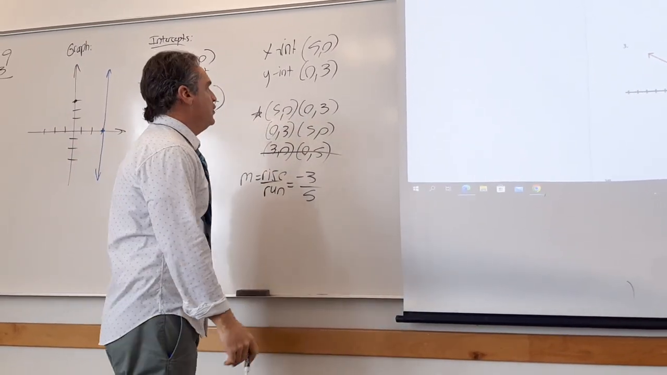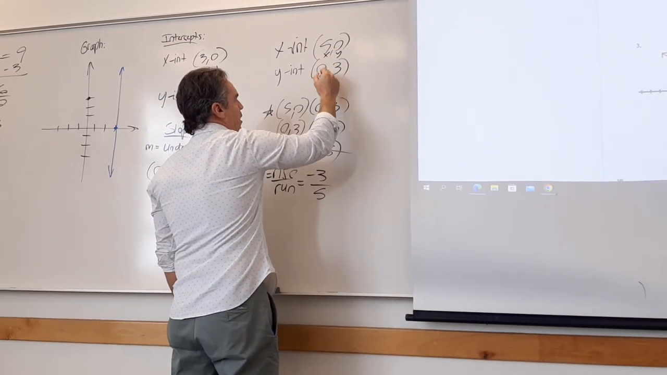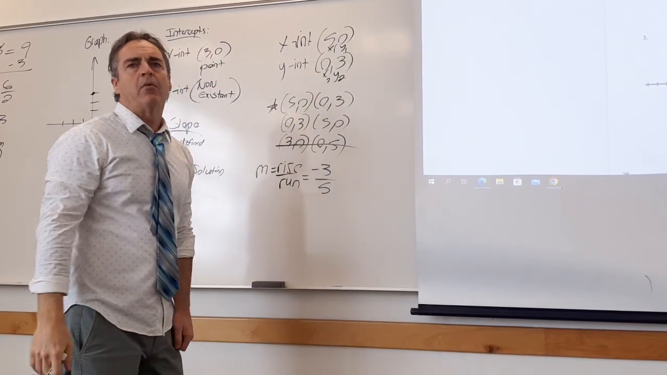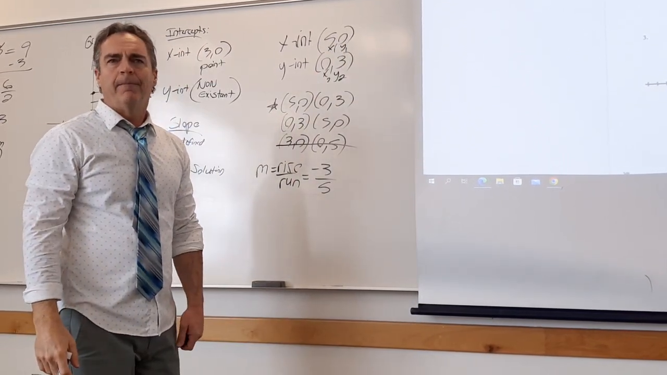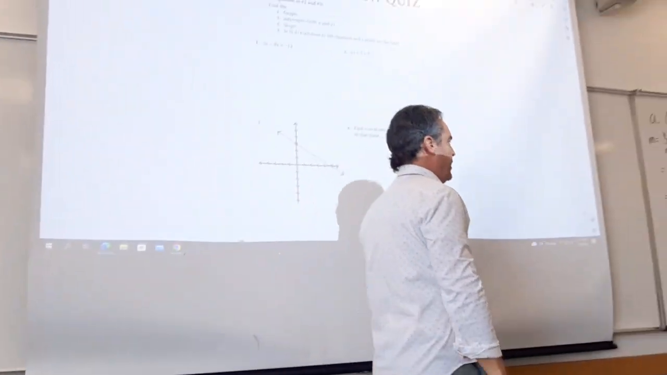But yes, you could totally use y2 minus y1 over x2 minus x1, and you could label these two points x1, y1, x2, y2, or whatever. You could have done it that way. Cool? Okay, let's go to the next page.